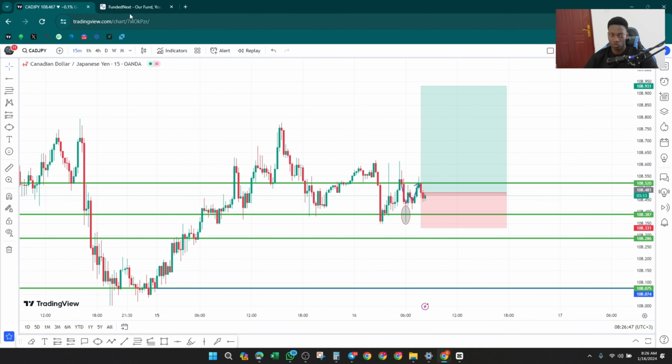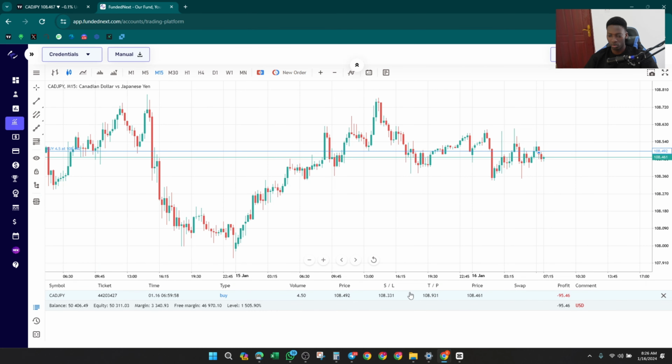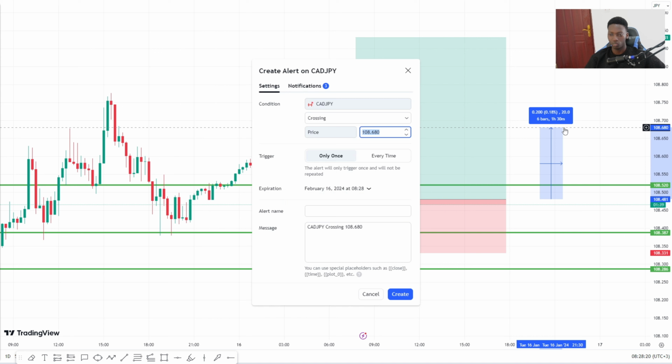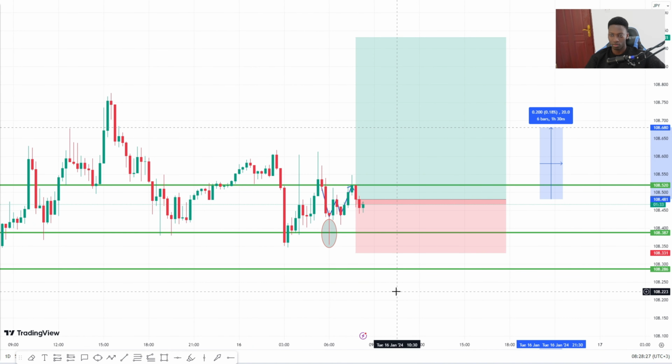Taken the same trade on my challenge account. Here it is running, stop loss and take profit set. Now making sure I set my break-even alert in case the market gets to 20 pips. There it goes, break-even set.